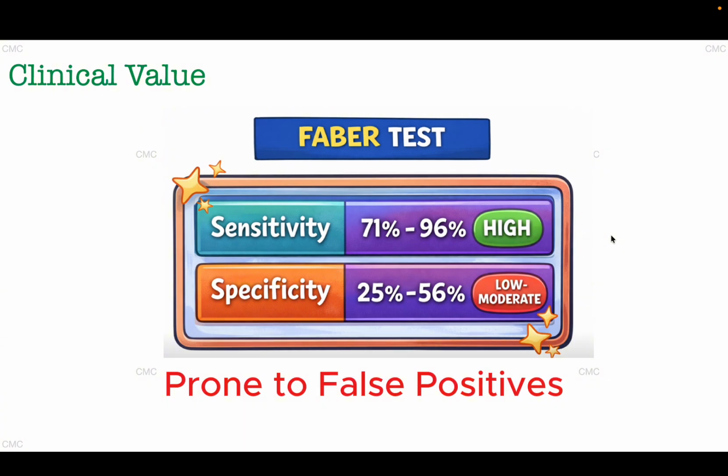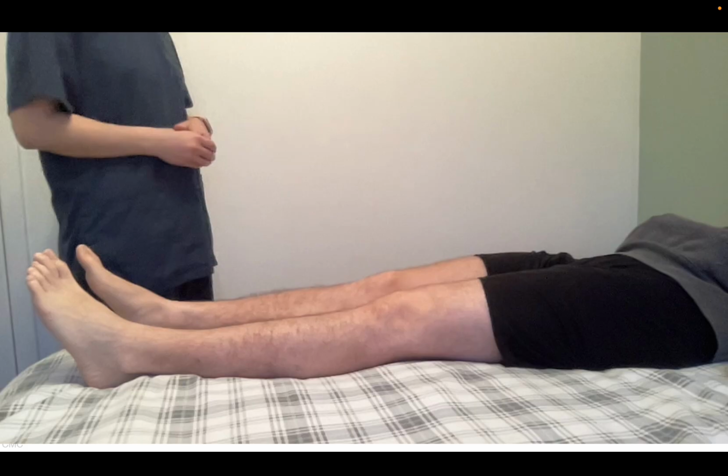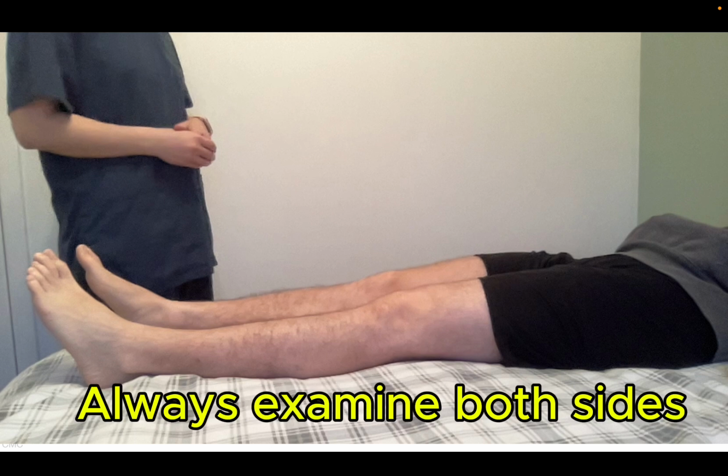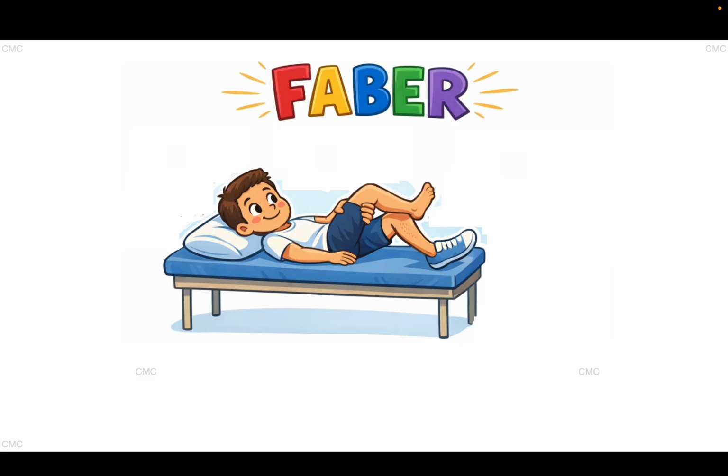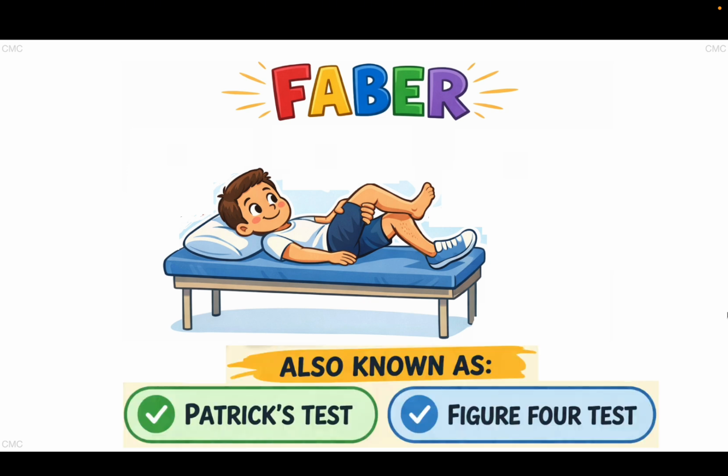To perform the FABER test, ask the patient to lie supine. We will demonstrate the test on one side, but always remember to examine both sides and start with the unaffected or less affected side. Broadly, what we will do is to take the leg being tested and place it in a figure 4 position, which, by the way, is also another name for this test.